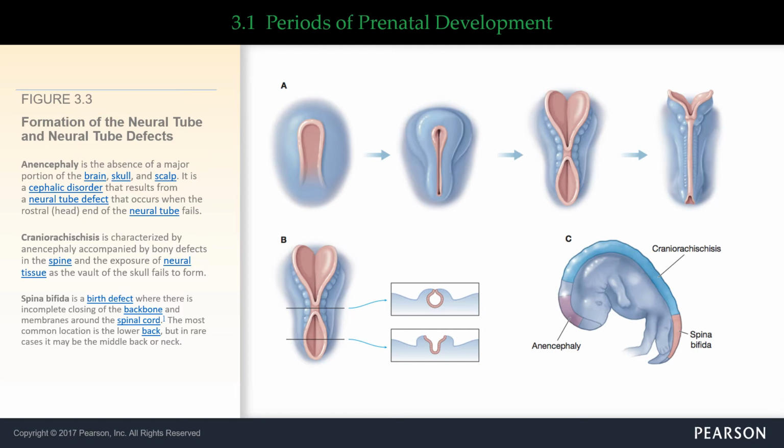And then spina bifida is a birth defect where there is incomplete closure of the backbone and membranes around the spine. And the most common location of that problem is in the lower back. So those are some issues that might happen during the formation of the neural tubes.